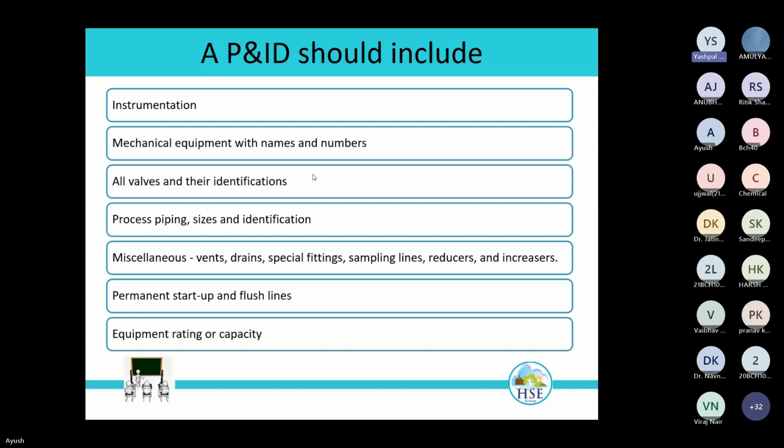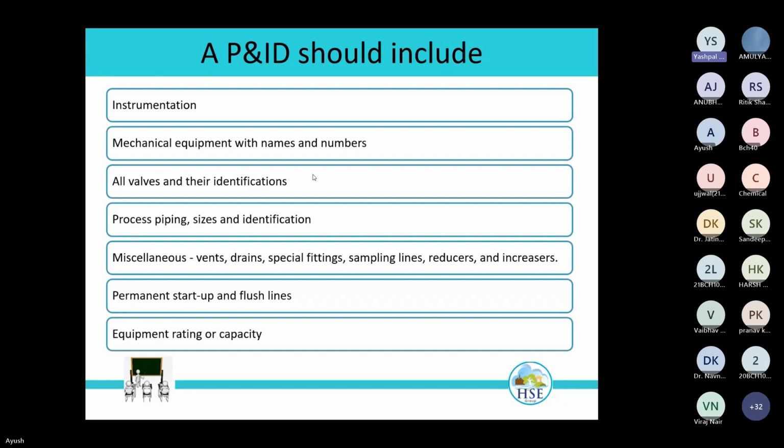Mechanical equipment with names and numbers. For any instrument or equipment, the tag number is very important, so that also we mention in the P&ID. Tagging of all the equipment and instrumentation is done when we prepare the P&IDs, or the PFD, where we give the tagging of the equipment.